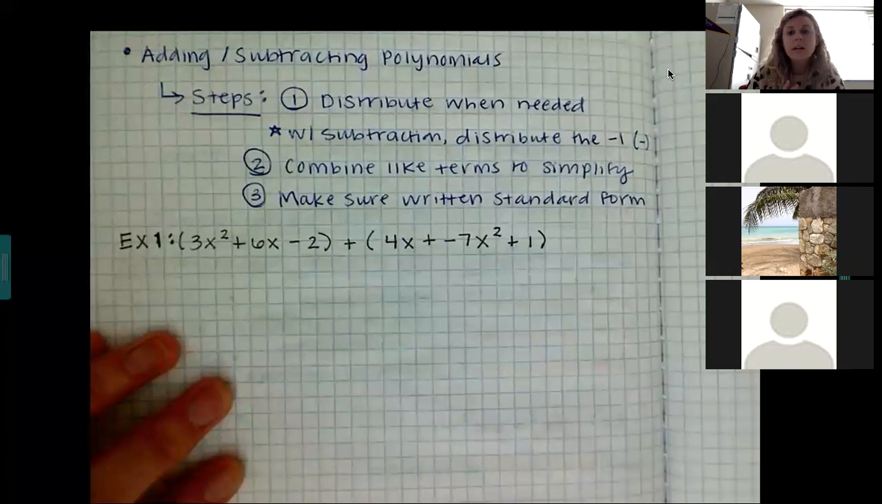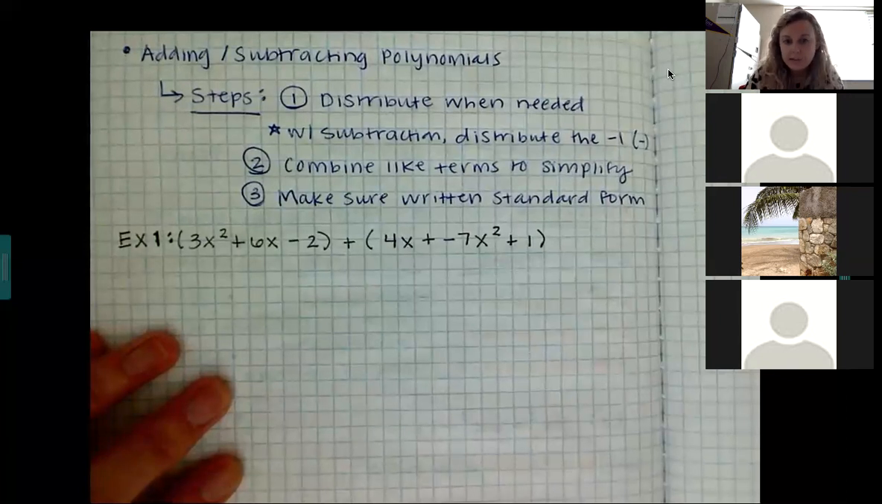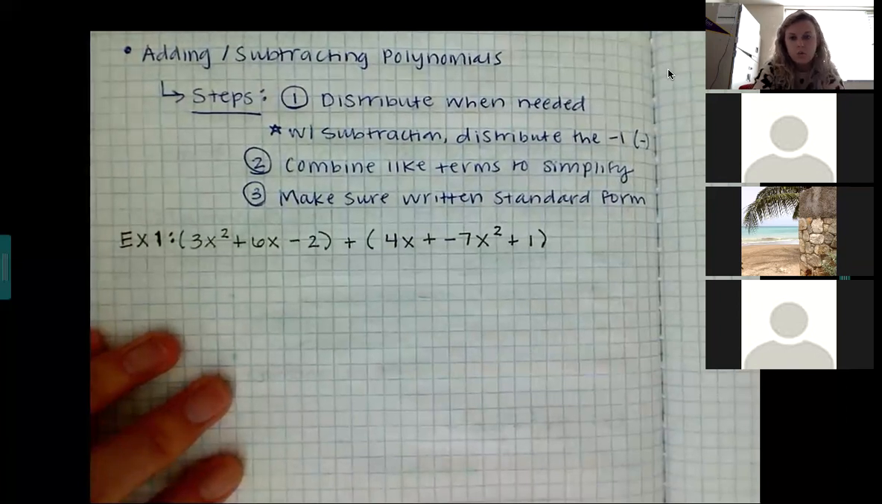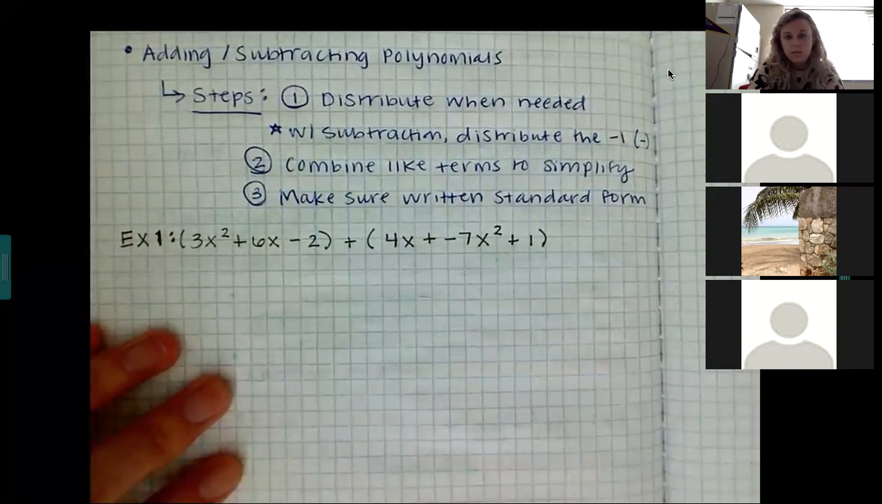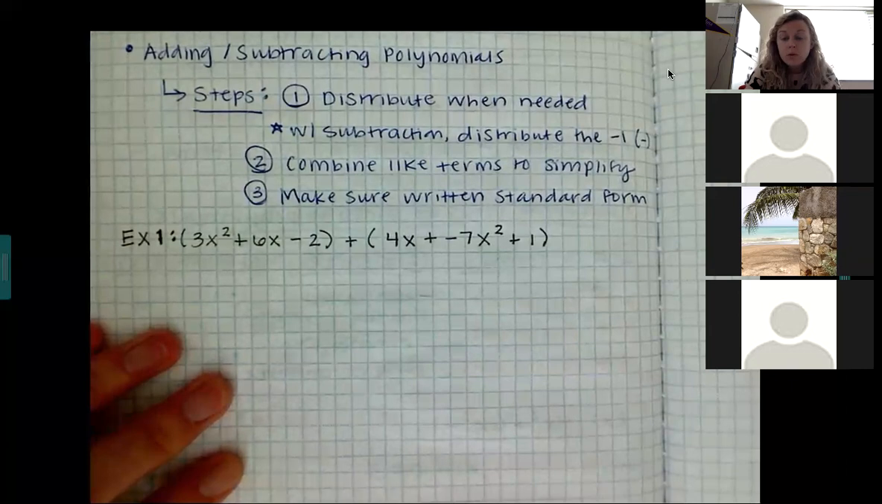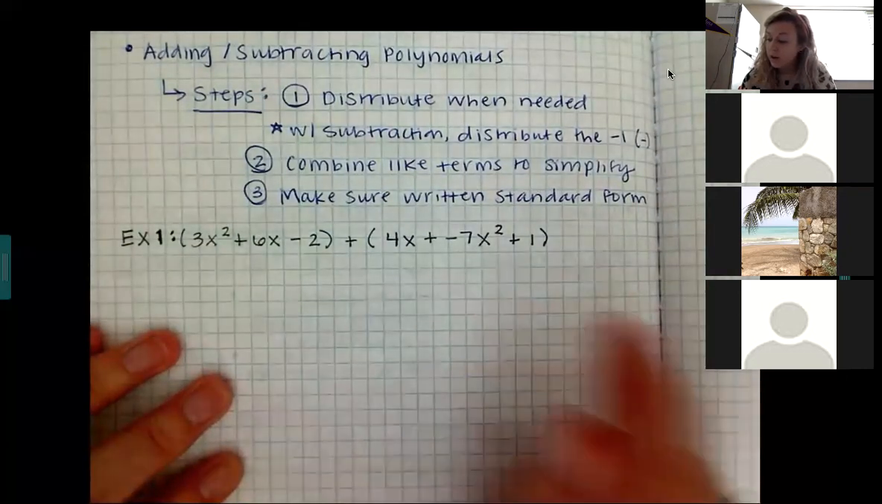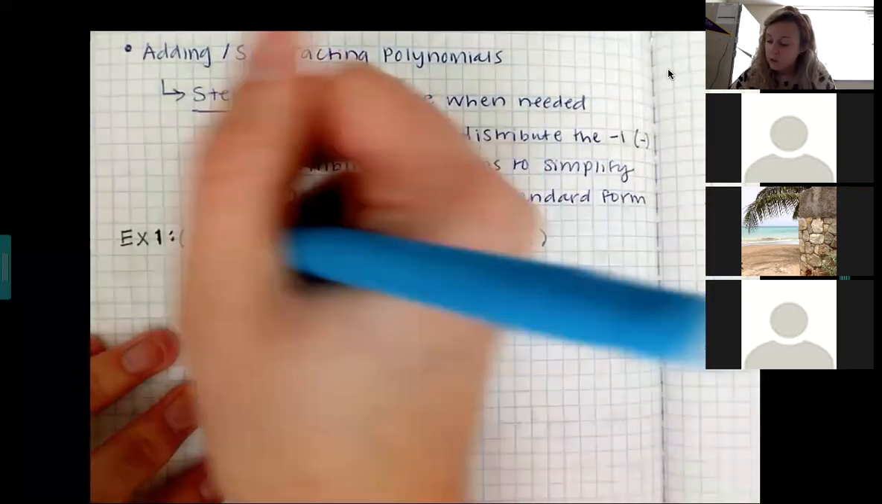All right, y'all. So is there anything to distribute in this problem? No. So what are we going to jump right into doing? Simplifying. Good. Simplifying or combining like terms, right? Okay, good. So a couple different ways you could do this. Some middle school teachers teach you to line it up vertically. So if that's what you want to do, I'm totally okay with that. Let me just show it to you.